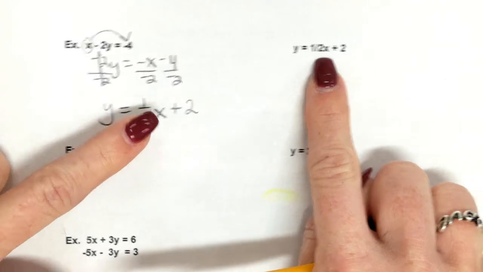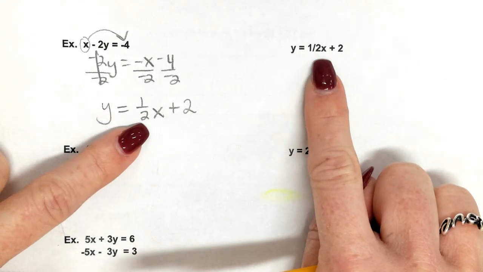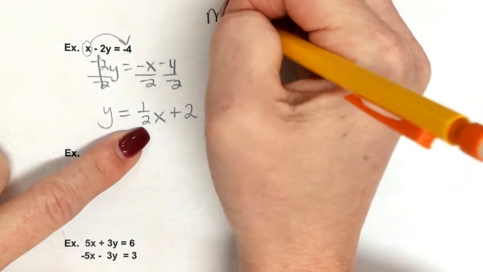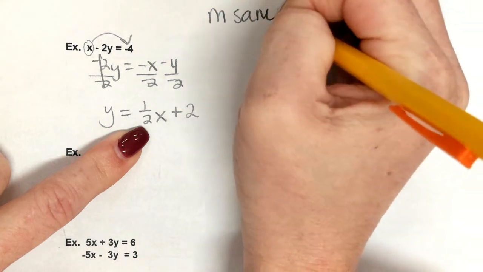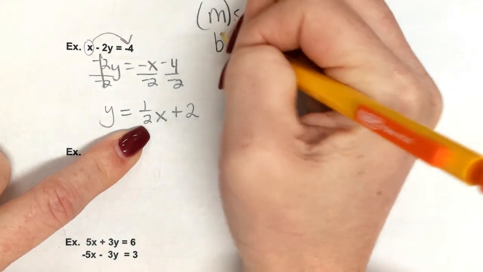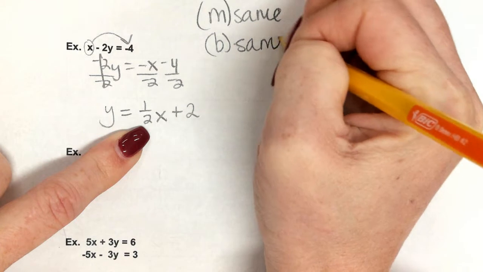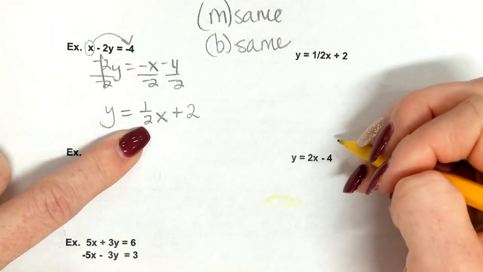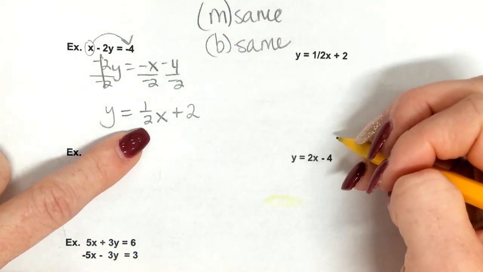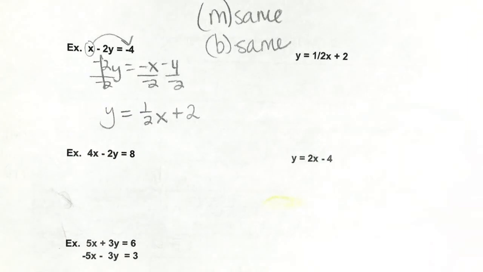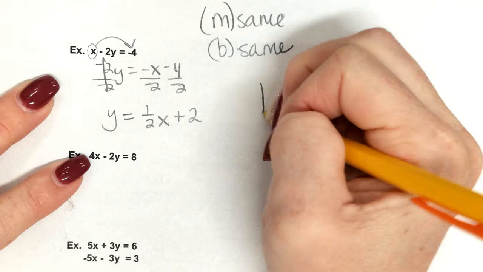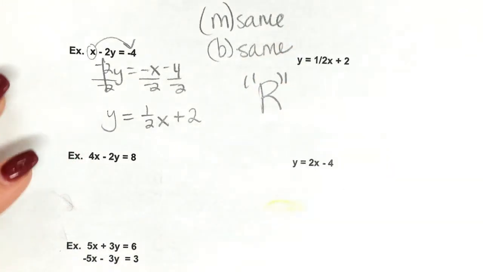Are these the exact same equation? Why? The slope's the same. And the b is the same, what does that mean? They're the same line. So they're going to touch each other everywhere. So your answer is infinite number of solutions or all real numbers.